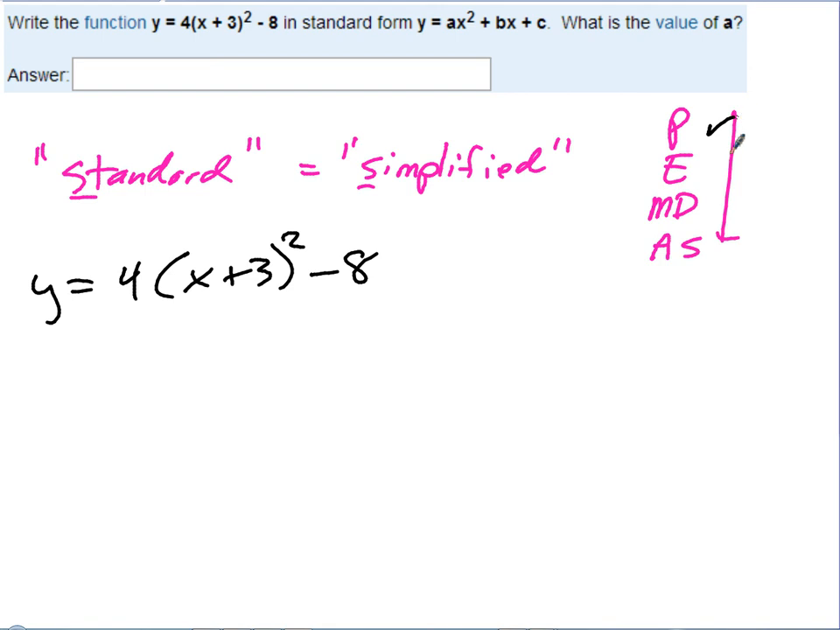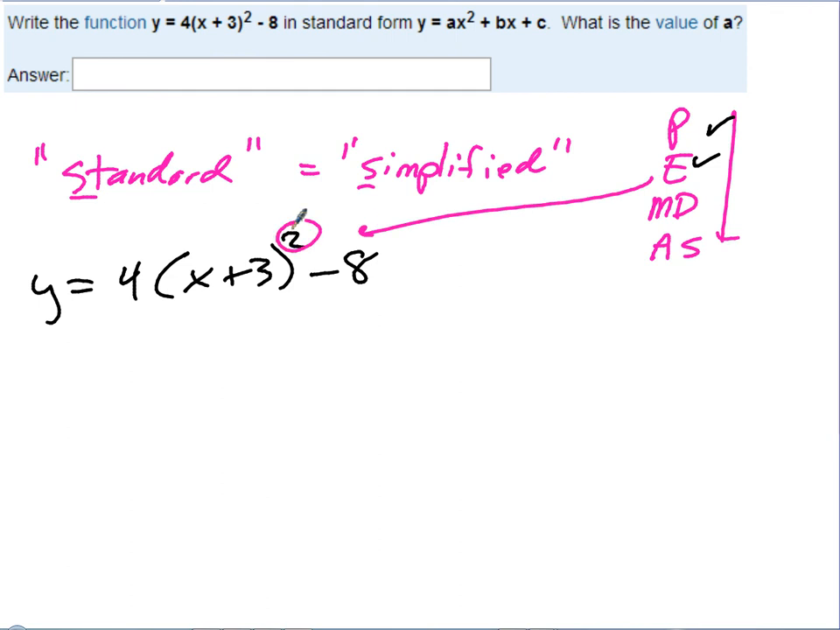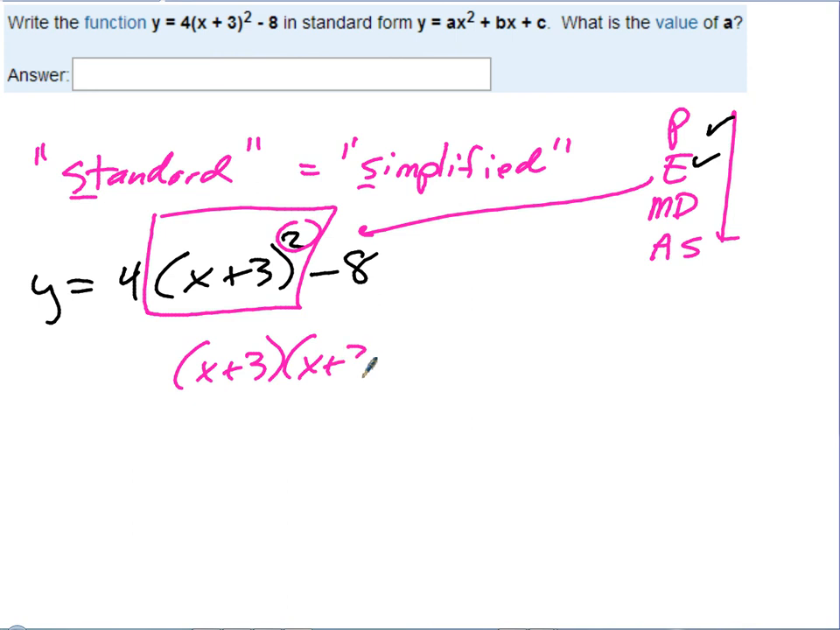What's next? Exponents. Good. Now the mistake people make, if they make a mistake on this one, is almost always that they want to distribute that 4 to the x and the 3, but you can't do that because that's out of order. Distributing is multiplying, and you can't multiply until after you've dealt with that exponent. Something squared just means that something times itself. So we have to FOIL out. We're going to take that part of the function and expand it into x plus 3 times x plus 3.